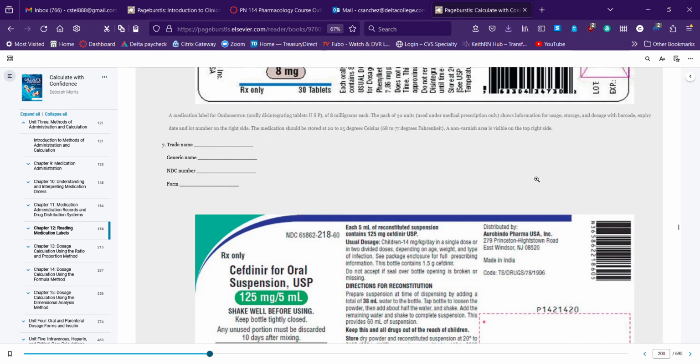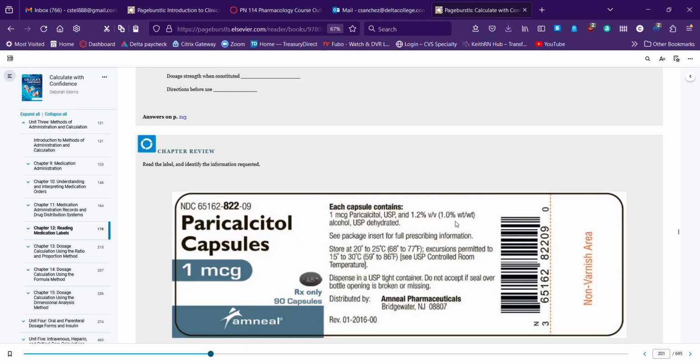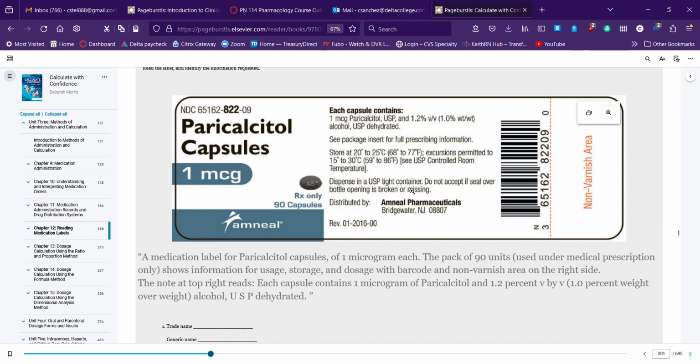Okay. All right, so I would recommend going through before the exam and doing some of these practice label questions, because again, you will have some labels on test 4 that you will have to pull the information from to make sure that you can answer the questions about labels.